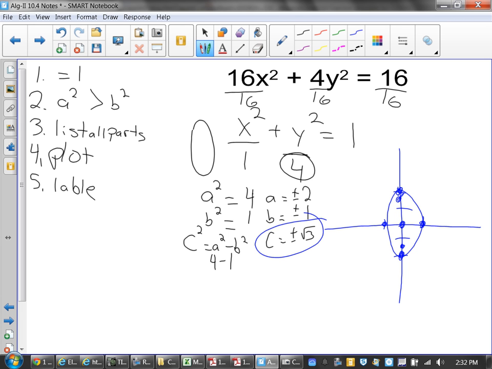Wait, your focus would be outside of the ellipse? No, if the focus was on the outside of the ellipse, then you'd have a hyperbola. Elliptical. Okay? That makes sense.